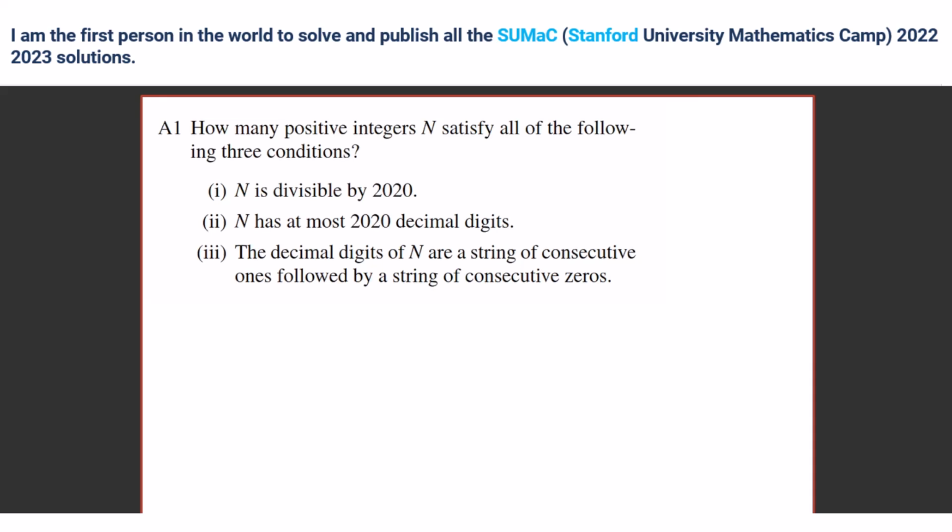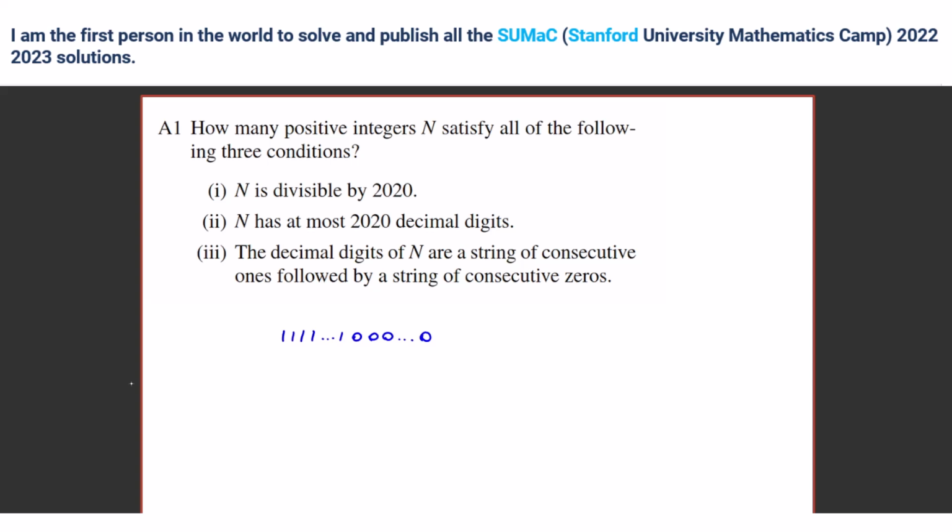Okay, so let me just read it quickly. N satisfies all of the following three conditions. N is divisible by 20, N has at most 2020 decimal digits, and N is a string of consecutive 1s followed by a string of consecutive 0s. So N is something like this: 1s and then 0s, right?